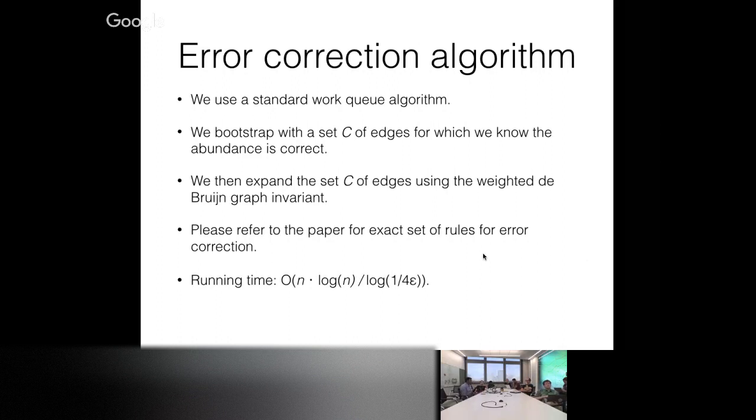The algorithm here is a standard work queue algorithm where we bootstrap the algorithm with a set of edges for which we know the abundance is correct. And then we try to expand this set by going to each and every node and trying to enforce the invariant. And if we can fix the graph in only a single way, we do that and we move on, and so on. We have a proof in the paper that this algorithm is a close to linear time algorithm, like it is n times log n over log 1 over 4 epsilon, where epsilon is the error rate of the underlying counting filter data structure. So the amount of guarantees or the amount of space you might end up using depends on the error rate of the data structure.